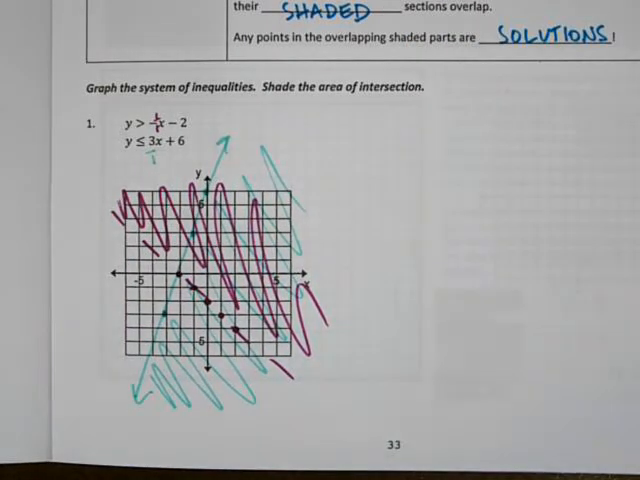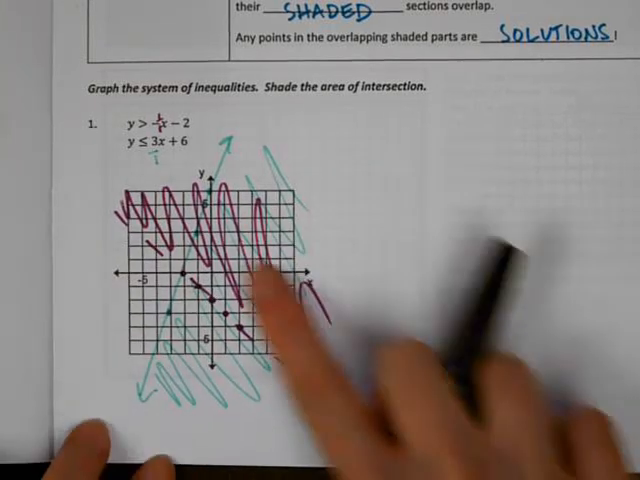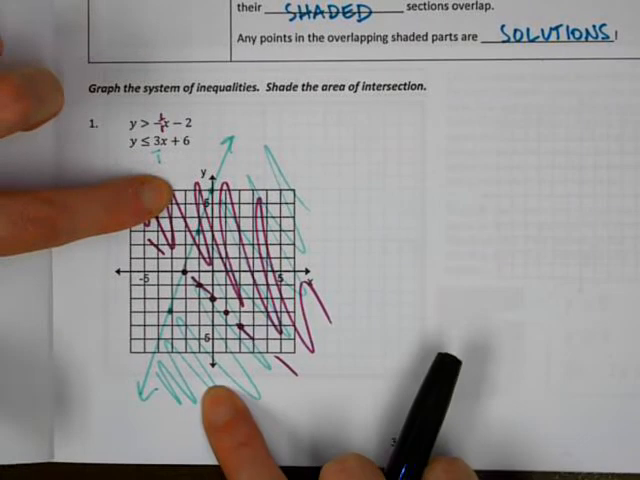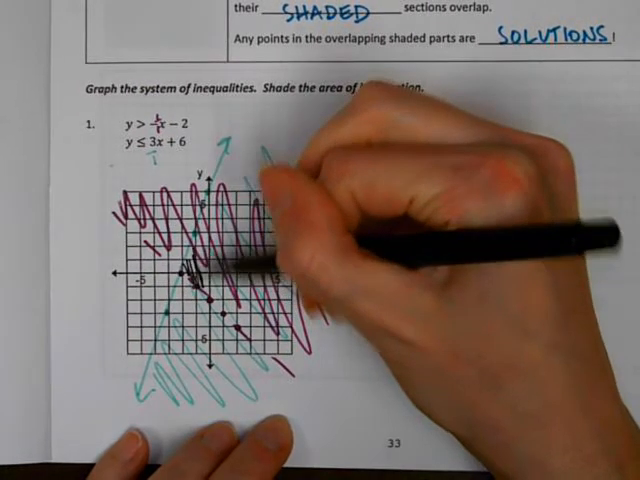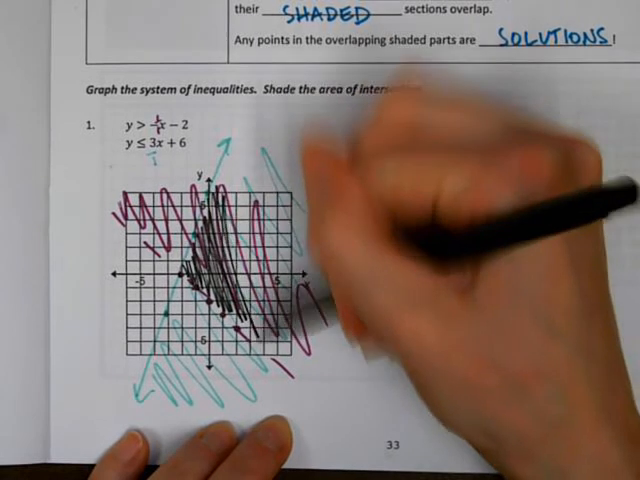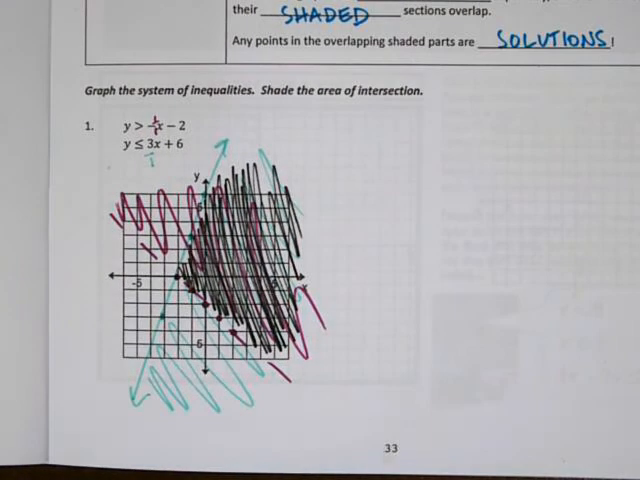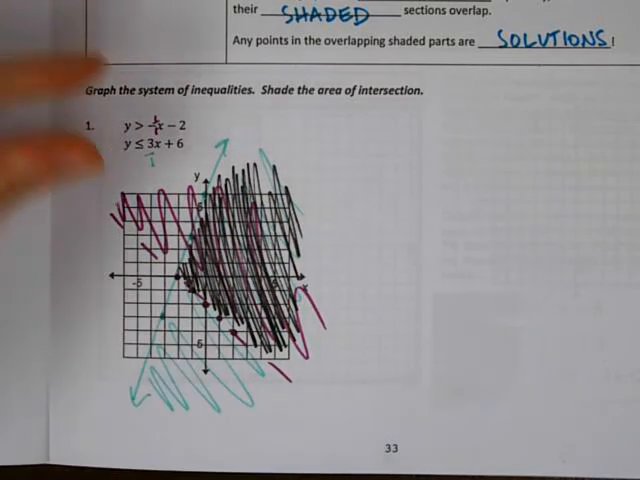Okay, so where is the overlap? In which section do you guys see both colors? Isn't it this big section here? Because this is just purple, this is just blue, this is nothing. So final answer, you're just going to super shade the section that has both colors. That's your answer. So any point in this region is a solution of this system.